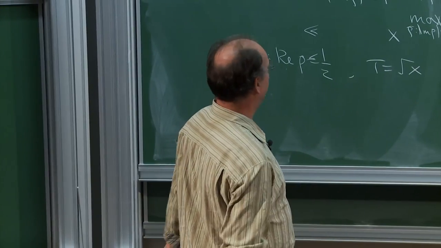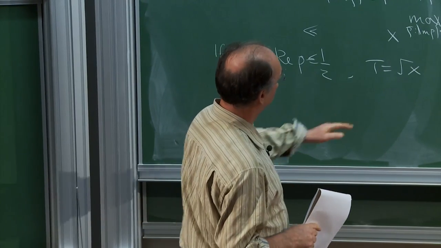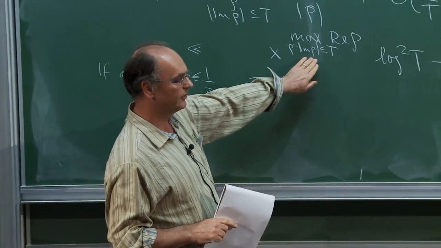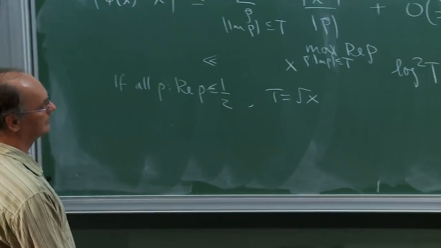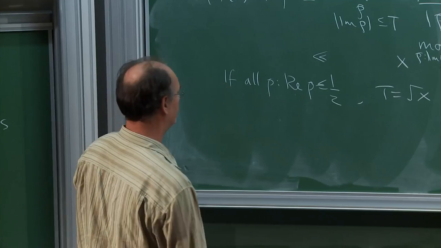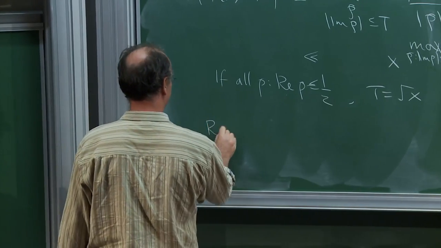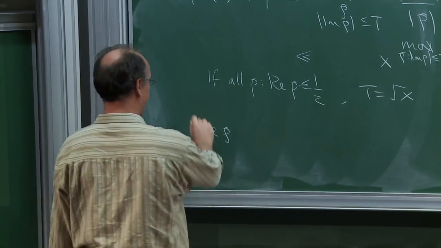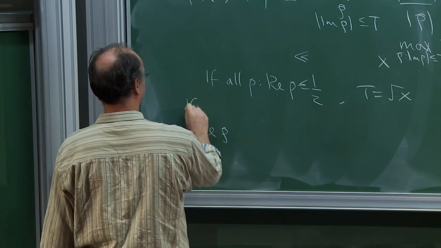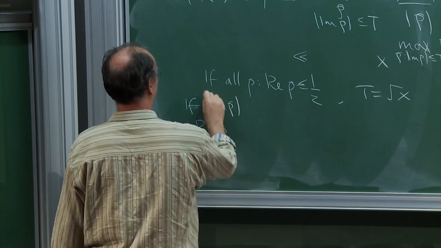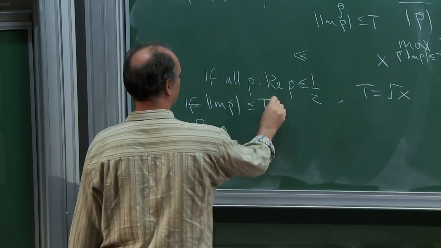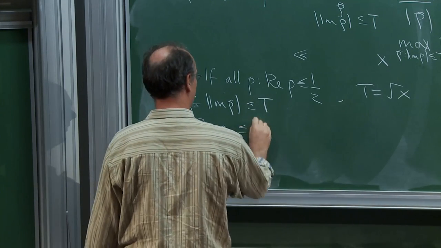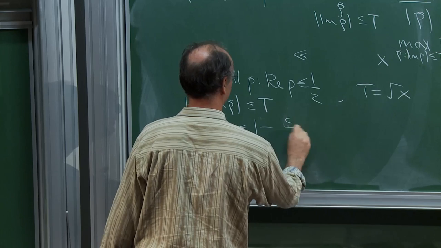So what we're going to look at in a bit is what happens with other zero-free regions. So what we'll eventually prove is something like: the real part of rho in this box, if the imaginary part of rho is less than or equal to t, then the real part of rho is less than 1 minus some constant over log t.